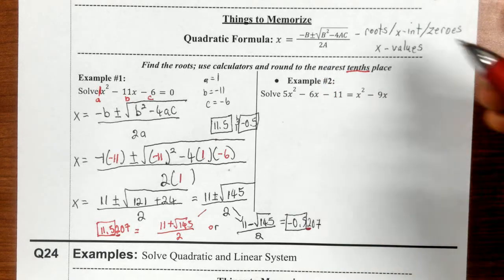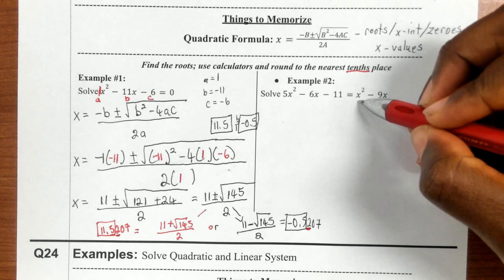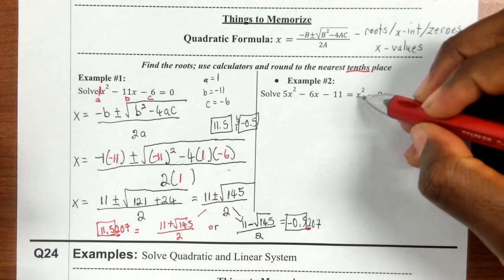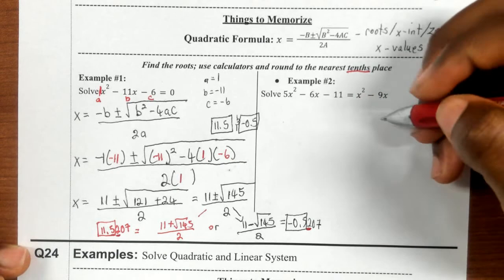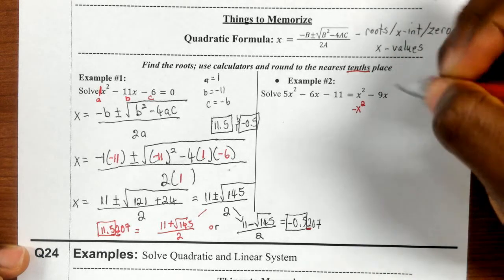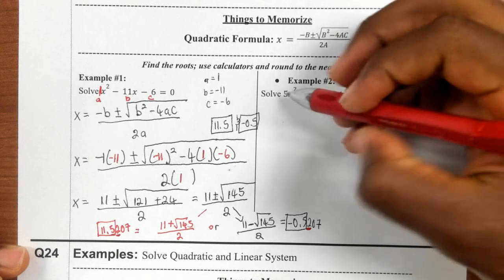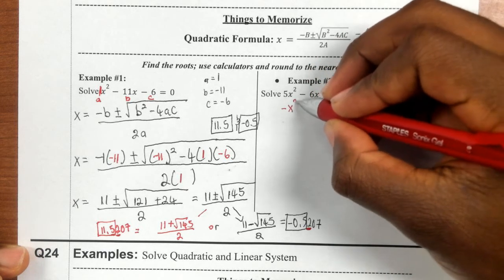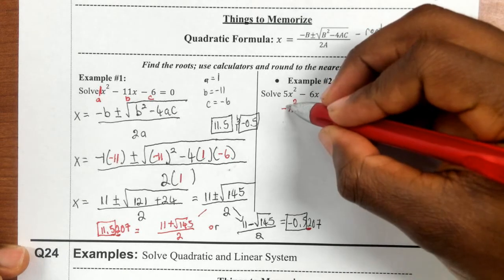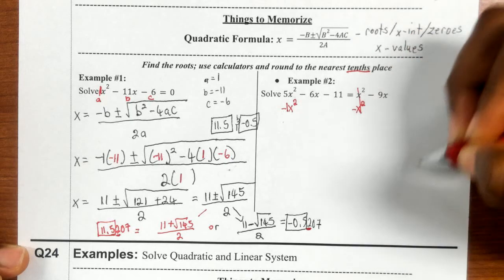All right? So first things first, I need to make sure that everything is on the same side. So how do I move an x squared to the other side? I would subtract x squared on both sides of my equation. Would I subtract it from 5x squared, negative 6x, or negative 11? Yup, from the 5x squared, because that's the like term. And technically in front of this x squared is a negative 1. So this cancels out.